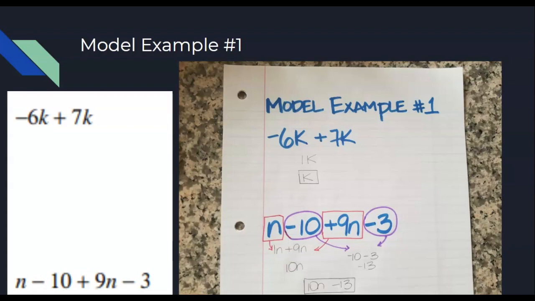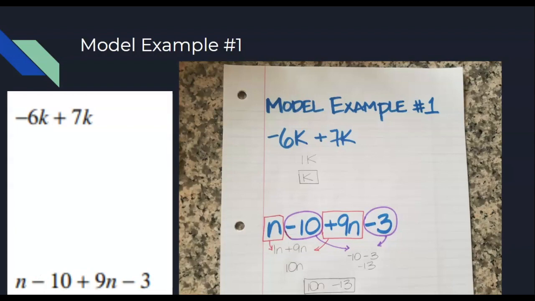My next example is n minus 10 plus 9n minus 3. Here I'm going to identify my like terms. Notice that I put a box around the terms that have n's, and I circled the constant terms. As you learned in the video, the constant terms are just numbers. They stay constant, they do not change. So I have n plus 9n. We know that there's an invisible 1 in front of that n, so I just put the 1 there for us to see it. So I have 1n plus 9n equals 10n.